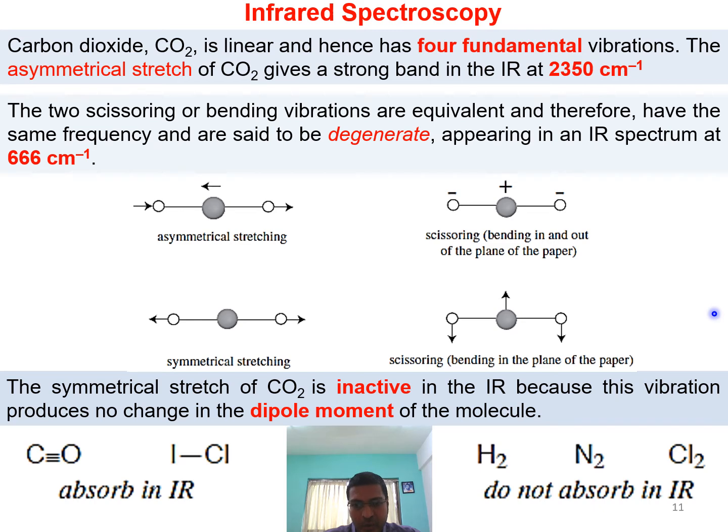Now, one very important thing. At the last part of the slide, there are different diatomic molecules, carbon monoxide and iodine chloride. Both of them absorb the infrared. Whereas hydrogen and nitrogen, which are also diatomic molecules similar to the previous two, don't show infrared spectra because there is no change in dipole moment during stretching at all. That's a very important part to remember.